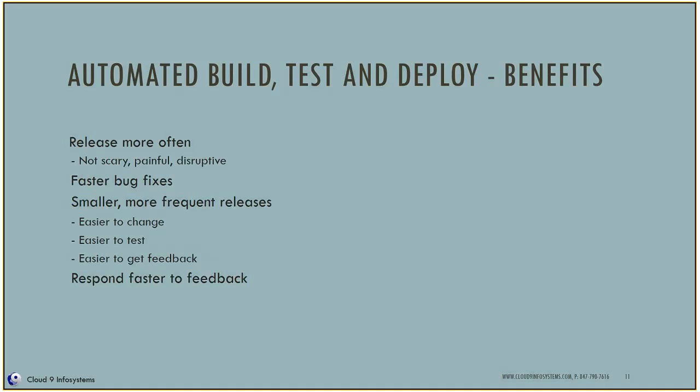And the reason is that it's usually risky to do a release because it's painful, it's disruptive, there's a lot of things that can go wrong, and there's a lot of human effort associated with it. But if you've automated all of that stuff, it's not scary, it's not painful, it's not disruptive anymore. Run some automated processes. And now your build, test, and deploy, it just goes along fine.